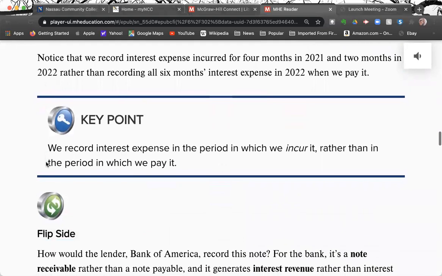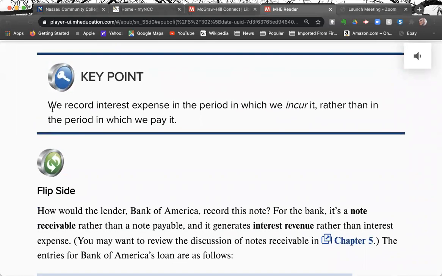Right, and here, look at this. This is a nice thing too. We record interest expense in the period in which we incur it rather than the period in which we pay it. Remember, what's the difference between cash basis and accrual basis? Accrual basis, we record the expenses in the period incurred. Cash basis, you record the expenses in the period paid. Well, we're on accrual basis. So we're going to record the interest expense in the period in which it was incurred.